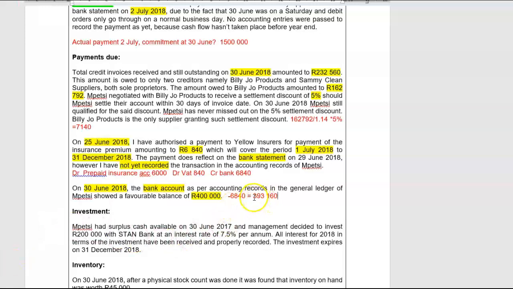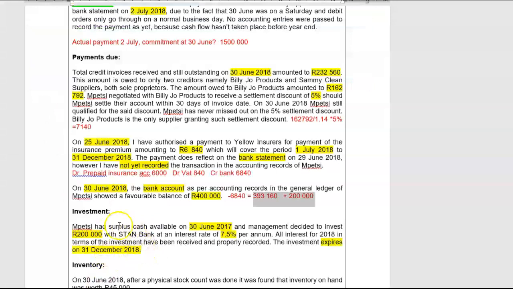Before we put that over-hastily in our statement of financial position as part of cash and cash equivalents, let's read the investment story. Mpetsi had surplus cash available on 30 June 2017, the beginning of the financial year, and management decided to invest 200,000 Rand with Standbank at an interest rate of 7.5% per annum. All interest for 2018 in terms of the investment has been received and properly recorded, so we don't have to worry about that. The investment, however, expires on 31 December 2018.